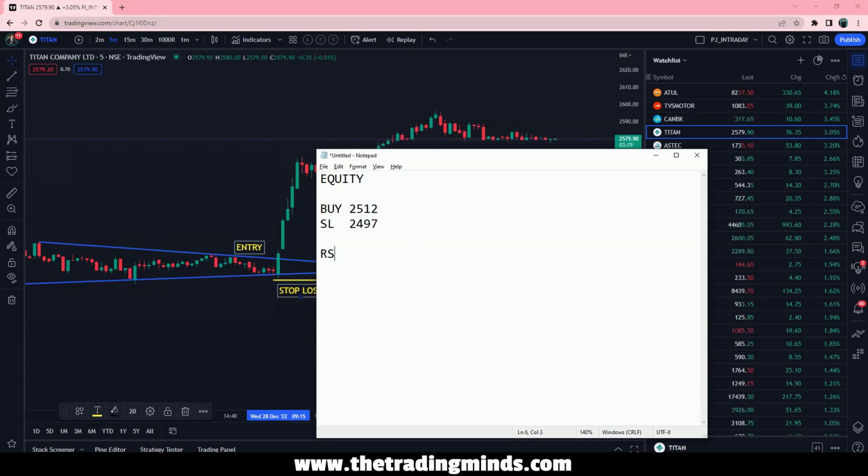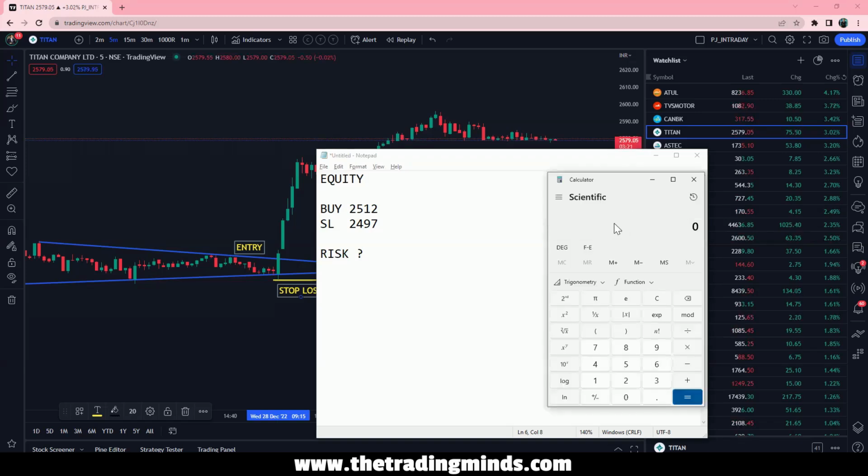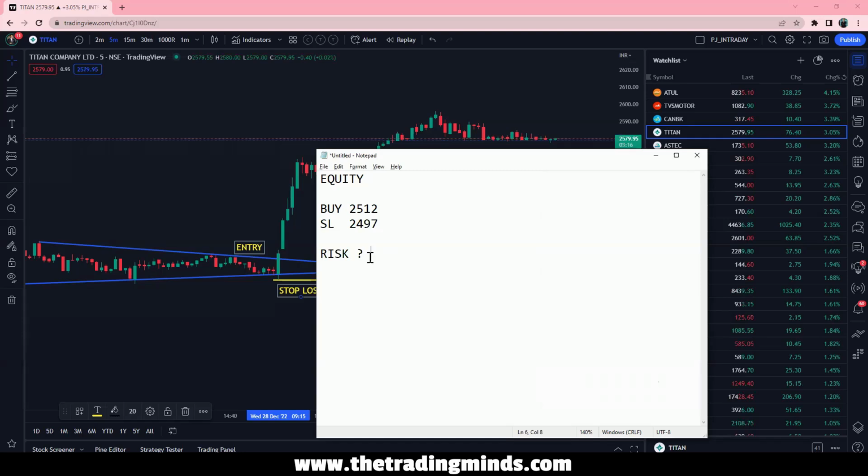So what is the risk here? What is the risk involved in this trade? If I open a calculator here, 2,512 minus 2,497. So 15-point risk. How much is the risk? 15 points risk.